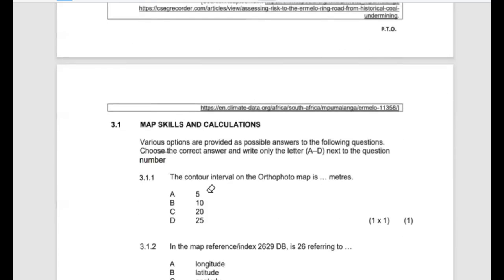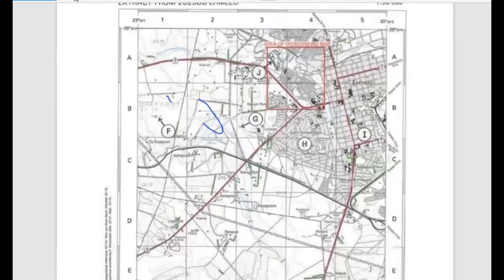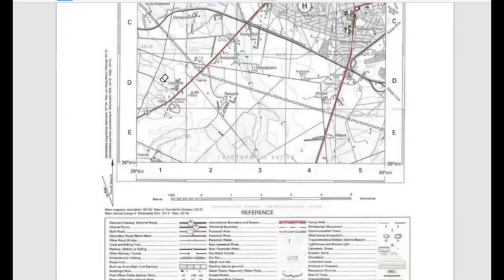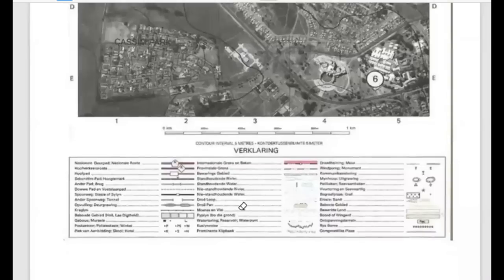The first question is saying the contour interval on the orthophoto map is dash meters. If we check on the orthophoto map, we have our standardized intervals for the topographic map and for the orthophoto map. You check here, it is indicated contour interval 5 meters as indicated on the map here. Clearly the interval is indicated, contour interval in Afrikaans and in English.